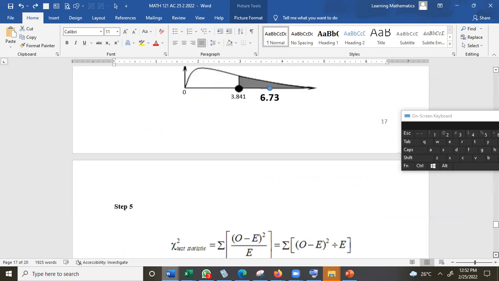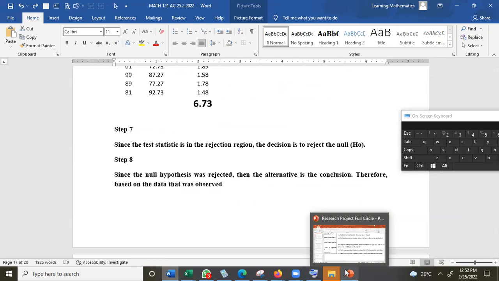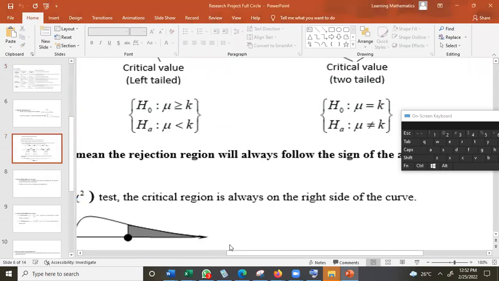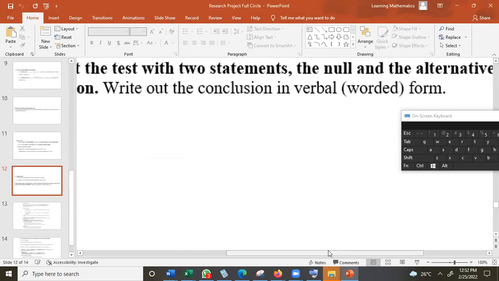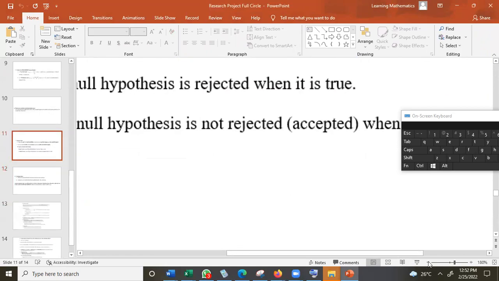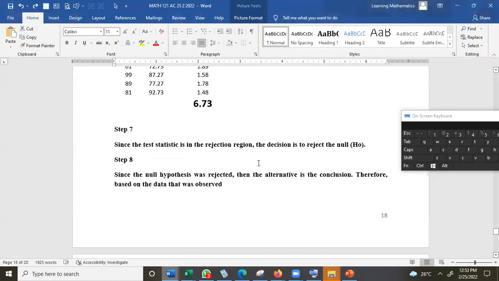Okay, it's always about the null when you're rejecting or not. Please bear that in mind. Remember what step number 7 says. Step number 7 says, reject the null if the test statistic is in a rejection region. Do not reject the null. So it's always about the null. It is either to reject it or not to reject it. So since the test statistic is in a rejection region, the decision is to reject the null. Since the null hypothesis was rejected, then the alternative statement is the conclusion.